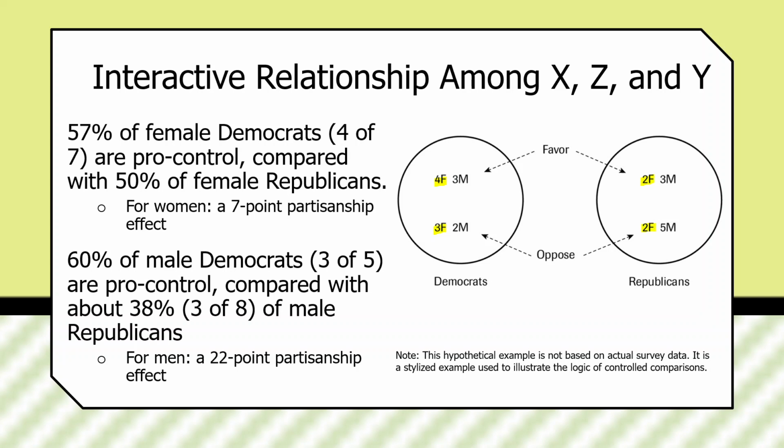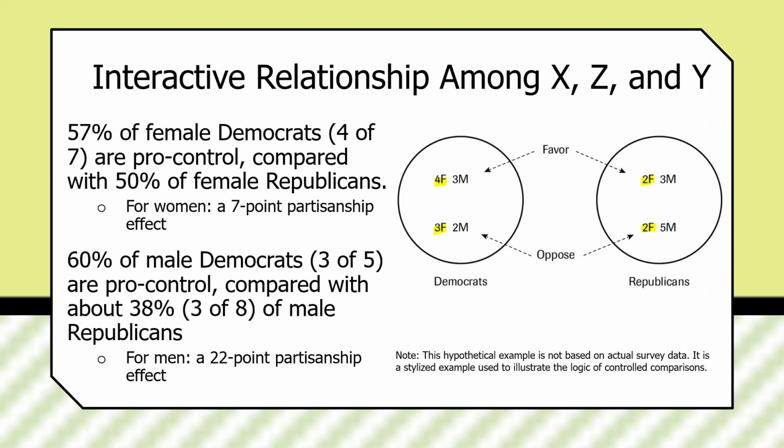So if you're just looking at women, you're trying to determine the effect of partisanship, you would say, well, it's going from 57% here to 50% here. Does partisanship have an effect for women? Yes. Subtract 50 from 57 and you get a 7-point effect. Now, let's switch to men.